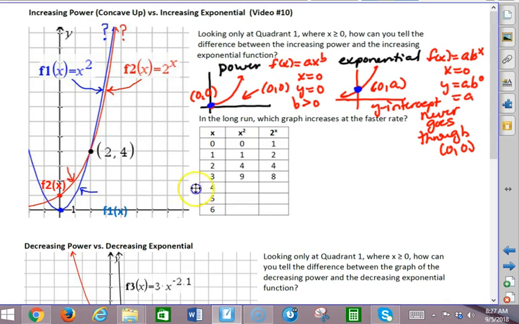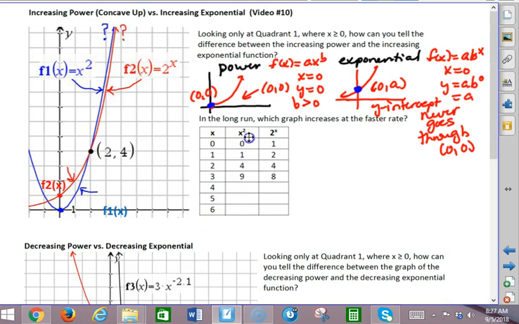Now, in the long run, which graph increases at the faster rate? You can see at first the exponential graph starts higher than the power function because its y-intercept is higher, but then the power function passes it up, but then they're kind of running along together, and it looks like maybe they may cross again up here. So what happens in the long run?